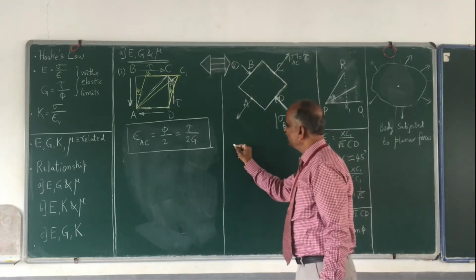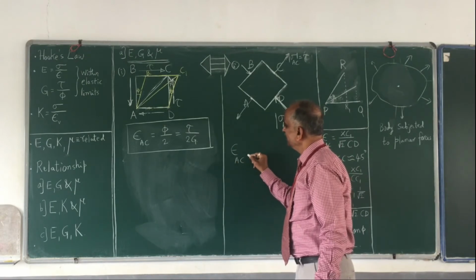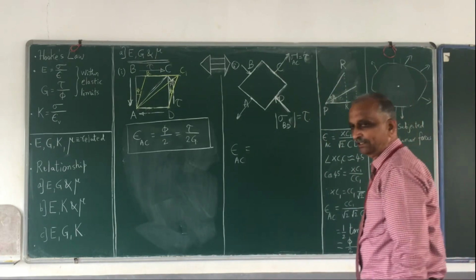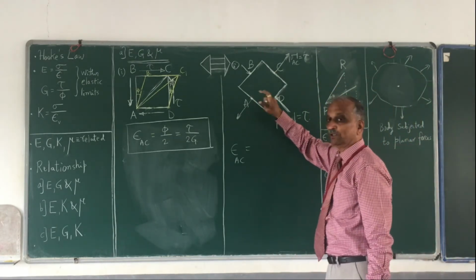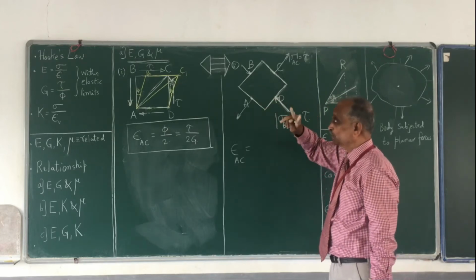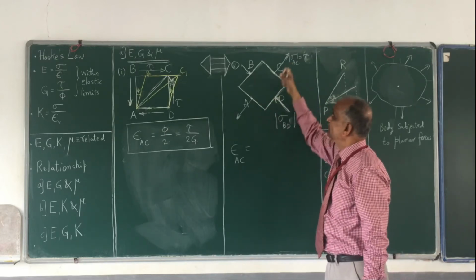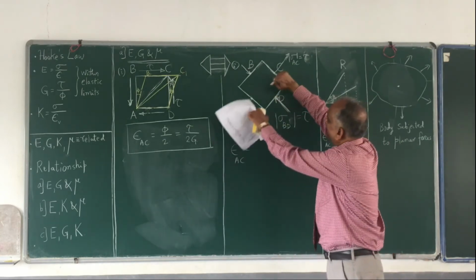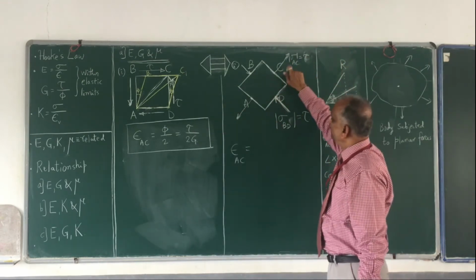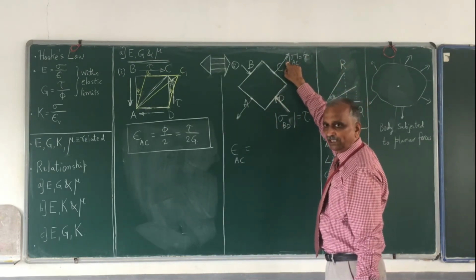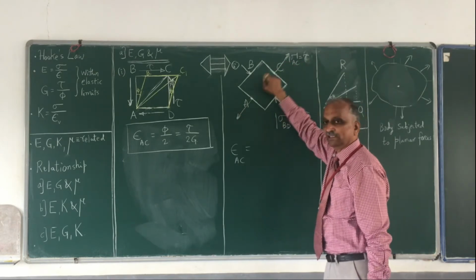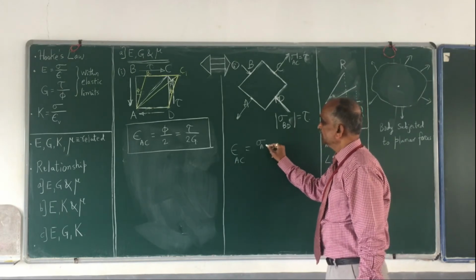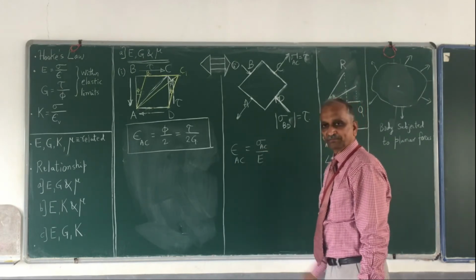So now again I go for what is epsilon AC now? What is the strain in the direction AC? The strain in the direction is because of two stresses. One is because of sigma AC, and the other one is because of sigma BD. Sigma AC pulls it in this direction, and therefore the strain in this direction AC happens to be longitudinal strain, and therefore it is equal to sigma AC divided by E.